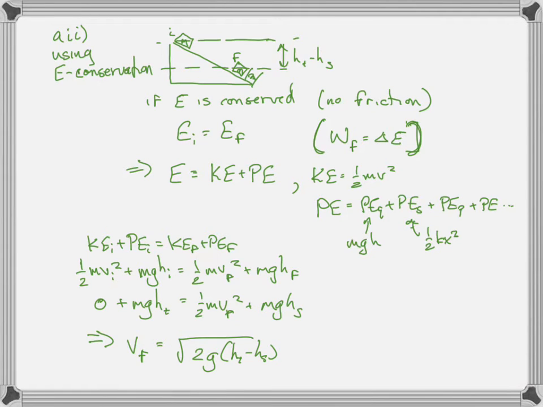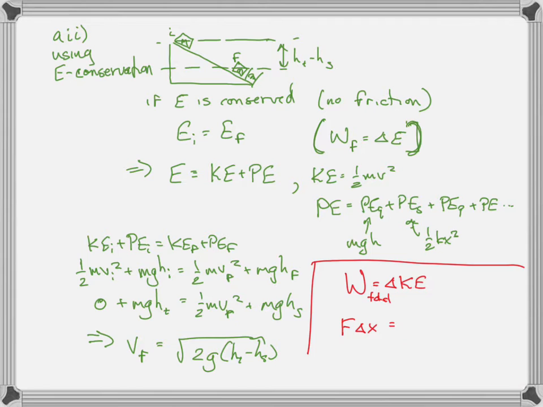Notice when you would use this method versus the other method. When would you use energy conservation versus Newton's second law? The rule of thumb is that energy conservation comes from the work-energy theorem. The work-energy theorem is that total work equals the change in kinetic energy.